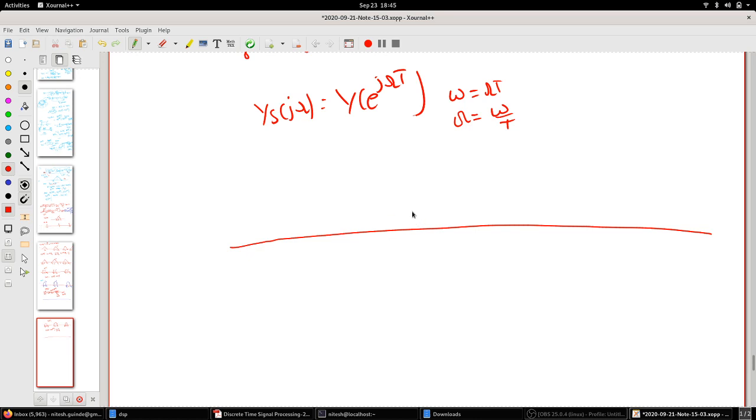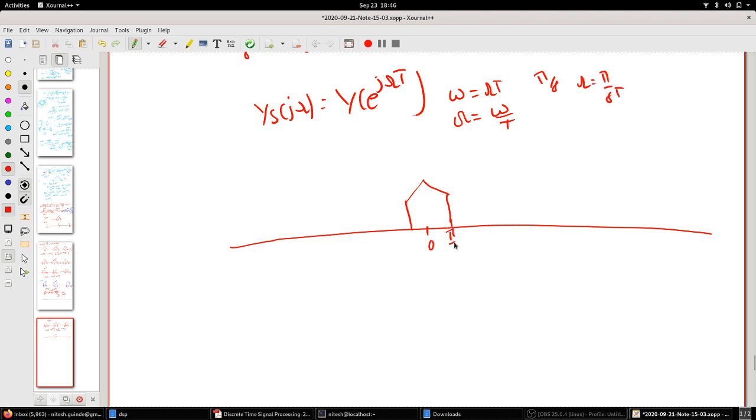So to move from a digital omega to an analog omega, you know that it's going to have the same waveform. Now at omega equal to pi by 8, your omega will be pi by 8t. So this is what the scaling will be.